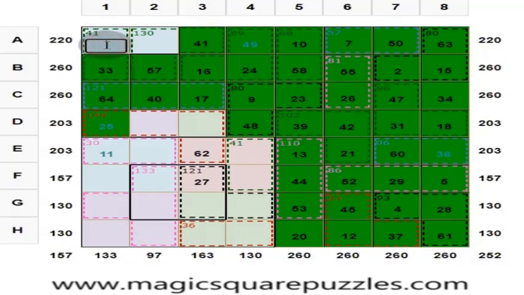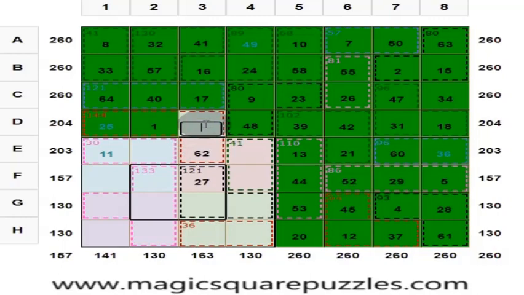And here you put, what is it? 25 plus 64 is equal to 89. 89 plus 33, 92, 102, 112, 122. You put here 8. And here you put 32. And here you put 1. And here you put 56. Okay, now three subsquares are finished.